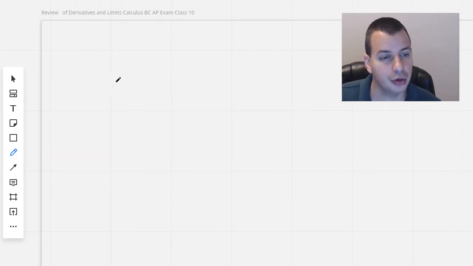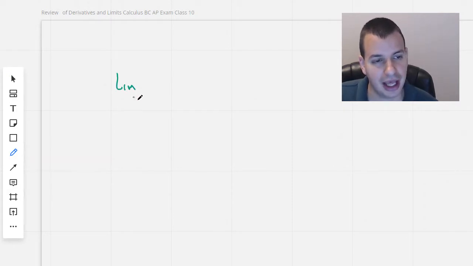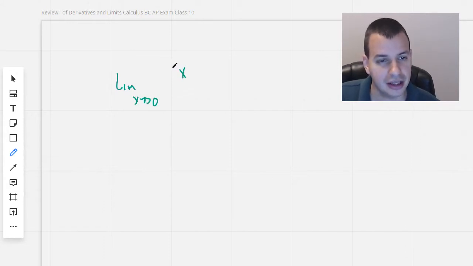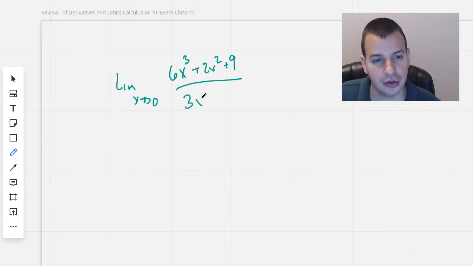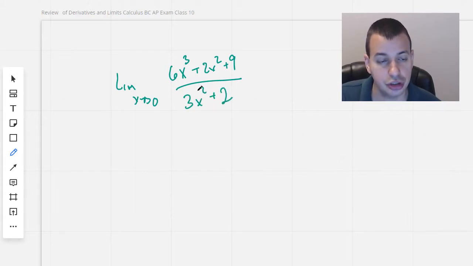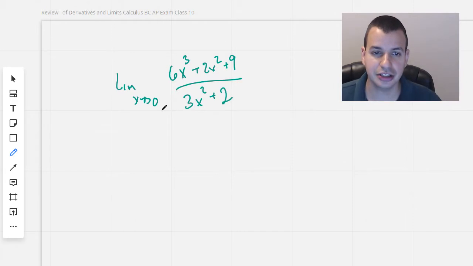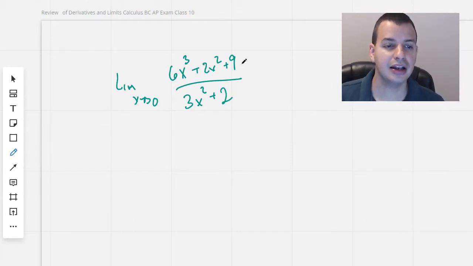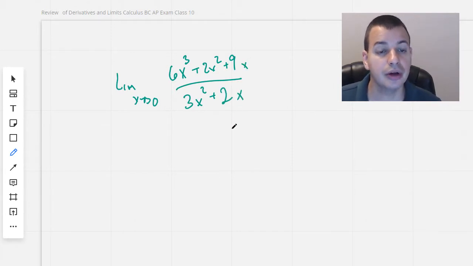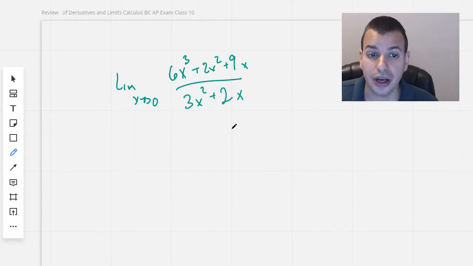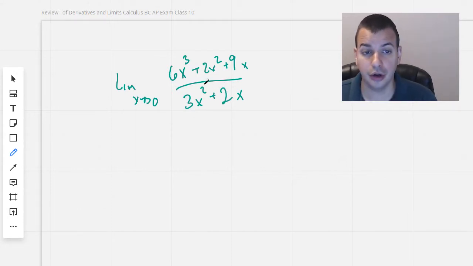And so one of the things we'd see would be something like limit as x approaches 0 of, let's say, 6x cubed plus 2x squared plus 9 over 3x cubed plus 2. And we're like, okay, as x goes to 0, let's throw in some x's here. As x goes to 0, what is the value here? Well, we have all zeros on top, we have all zeros on bottom, so we really don't know.